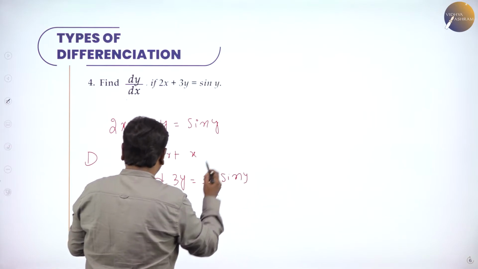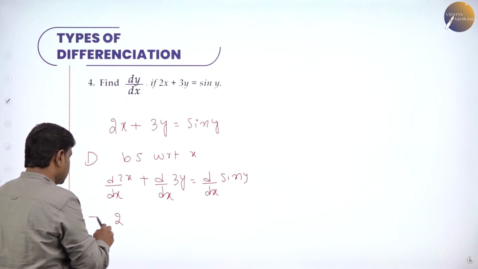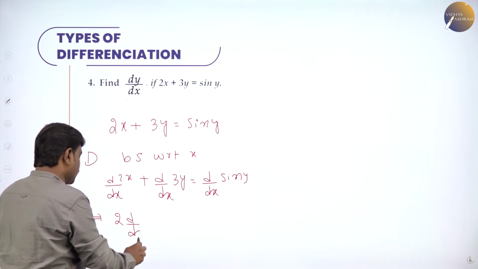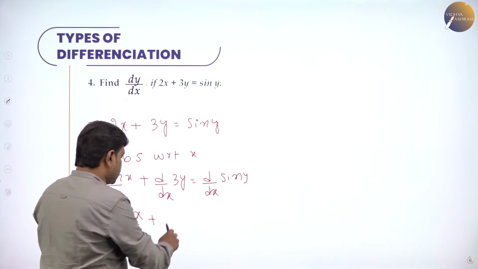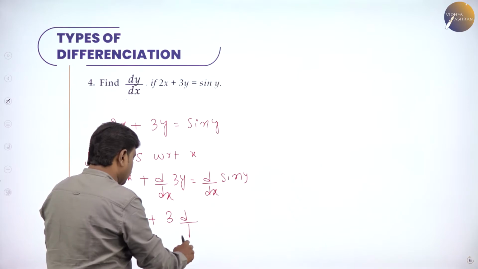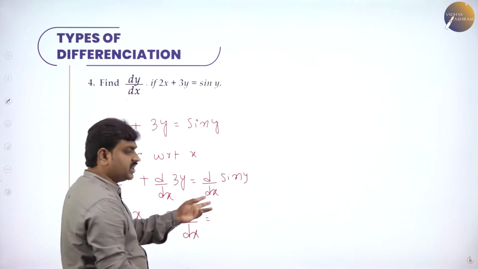So what is d by dx of 2x? 2 is constant. Take it out, apply d by dx for what? X. 3 is what? Constant. Take it out, apply d by dx for what? Y. And derivative d by dx of sin y.